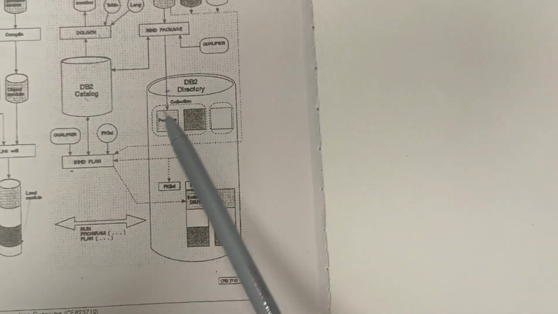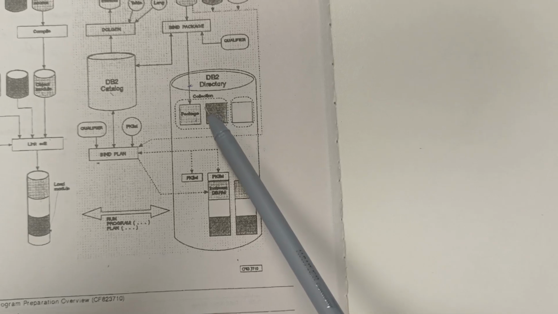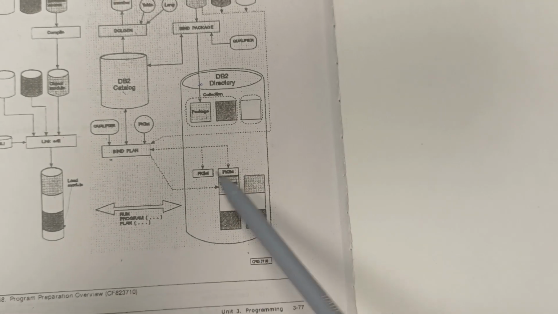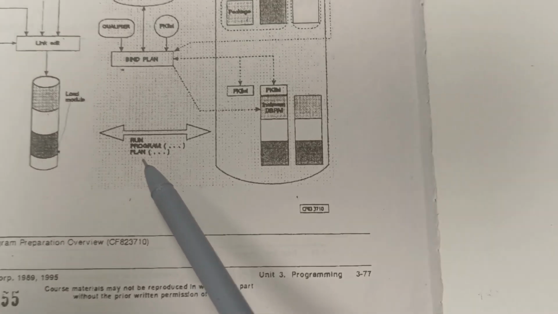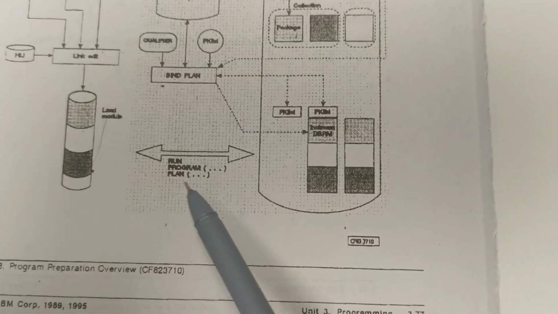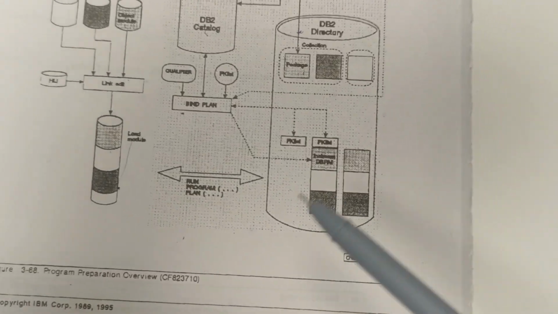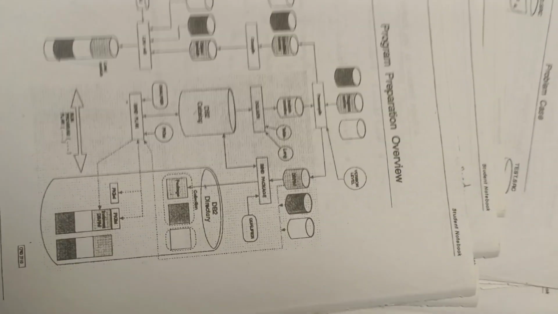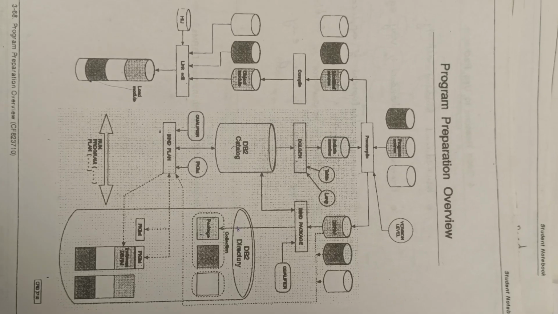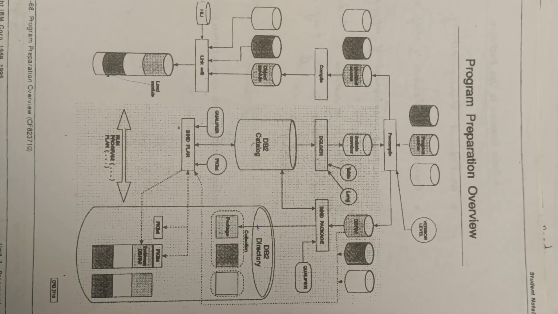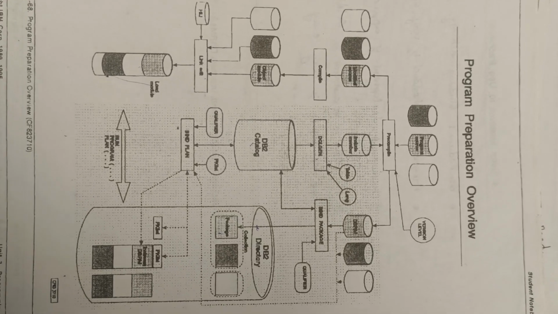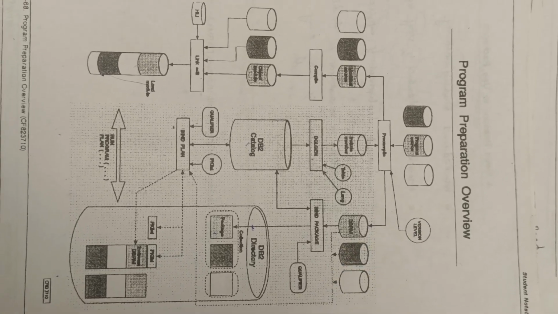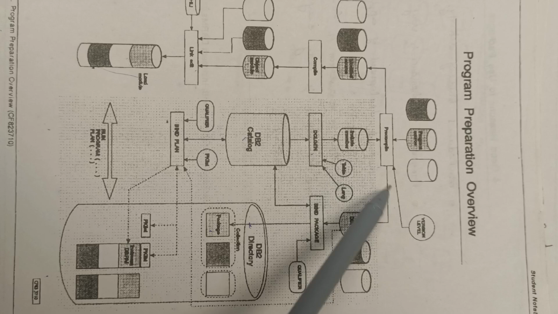In the DB2 directory, which contains the collection, packages and package list, while running the program we have the run program name and the package list. This is the final diagram of the DB2 program structure. I will place the screen here. You can take a screenshot for interviews. Sometimes they ask you to explain the program preparation overview, and then you can explain this chart.